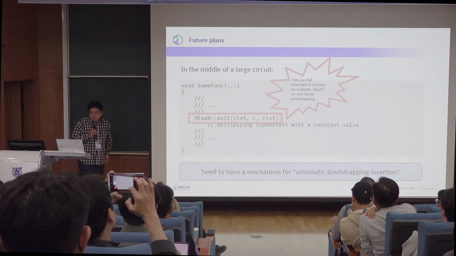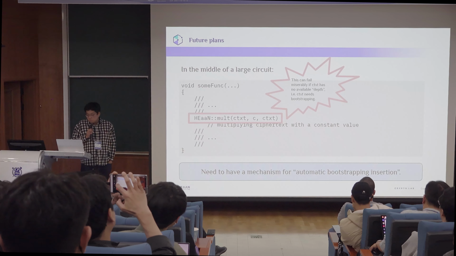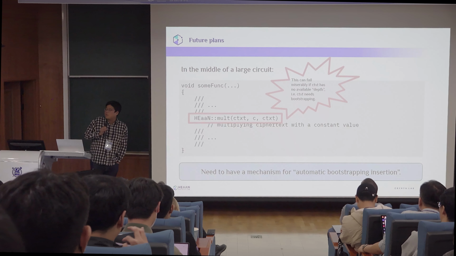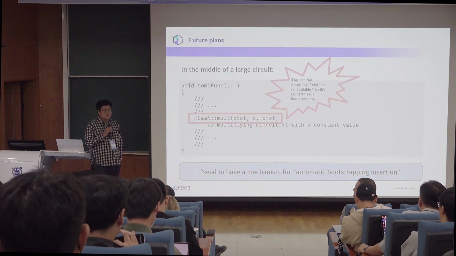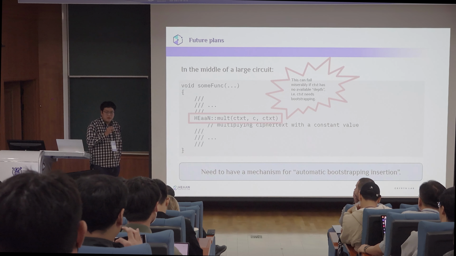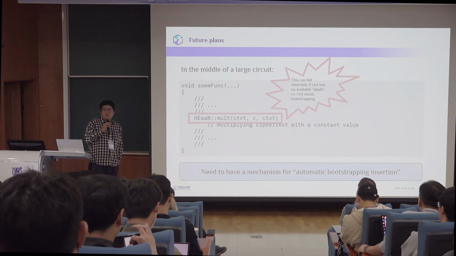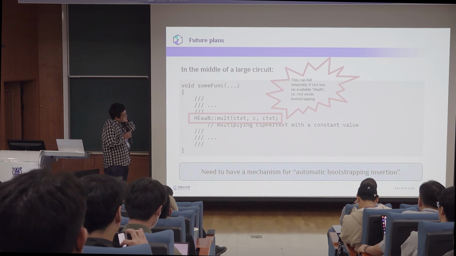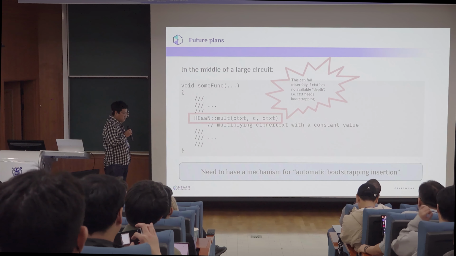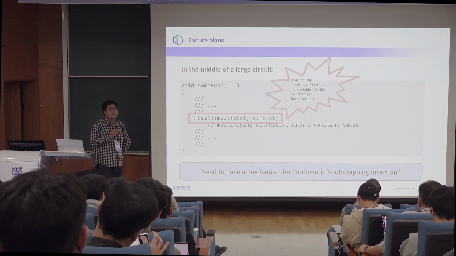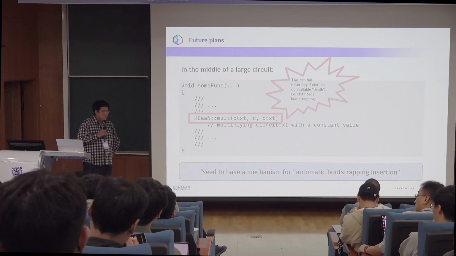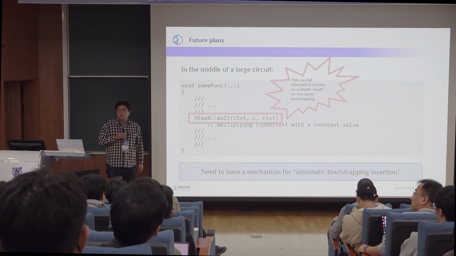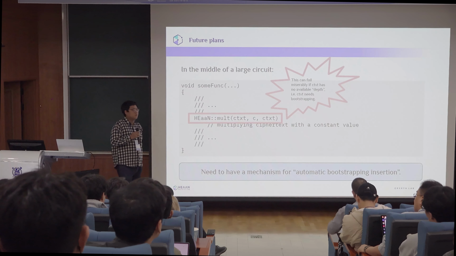So what we are doing right now is that we need a mechanism to insert bootstrapping automatically, and this can be achieved with the help of compiler developers. We are actually collaborating with them. You might think it's easy, because we have ciphertexts, and ciphertexts have levels, and we can statically analyze the entire code and then insert the bootstrapping code.